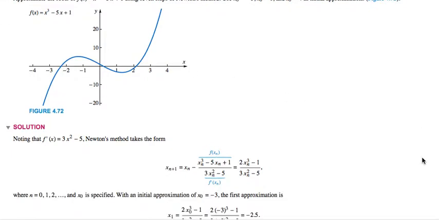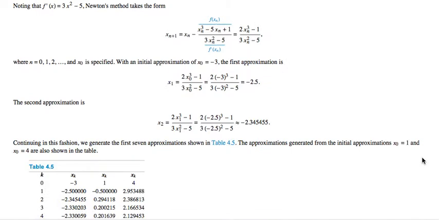So the first thing we do is we need to find the derivative of our function. So here the derivative of f is 3x squared minus 5. So we want to plug this into Newton's formula. X sub n plus 1 equals x sub n minus f of x on top, f prime of x on bottom. And then you can see this is the formula simplified.